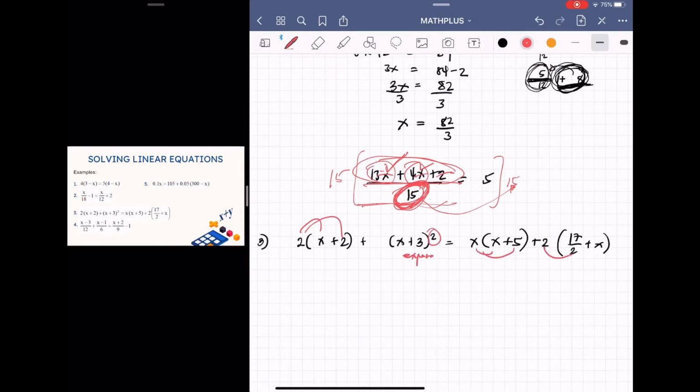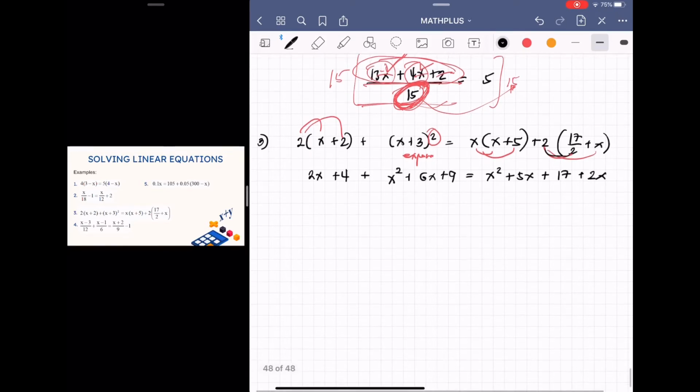Distribute, distribute. So what would happen is I'll get 2x plus 4, okay, plus, expanding that square of a binomial, I'll get x squared plus 6x plus 9. That would be equivalent to x squared, okay, plus 5x plus, I'll have here 17 plus 2x.